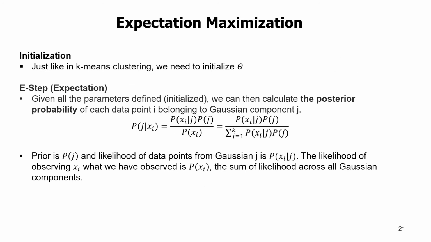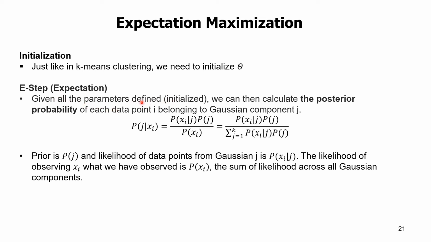So the goal is to maximize the likelihood function, and we use an iterative approach, the EM method, to do that. I skipped the mathematical derivation part and jumped to the algorithm directly. In EM, just like k-means, we need to initialize all parameters of the Gaussian mixture. And it has two steps, E step and M step.